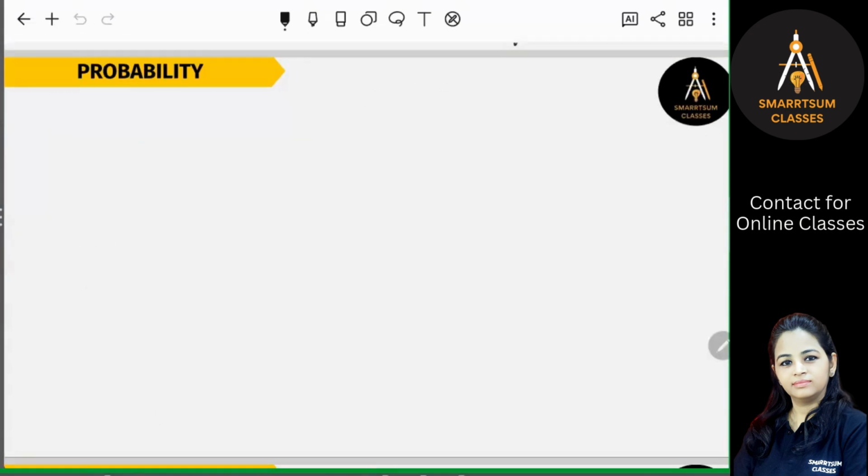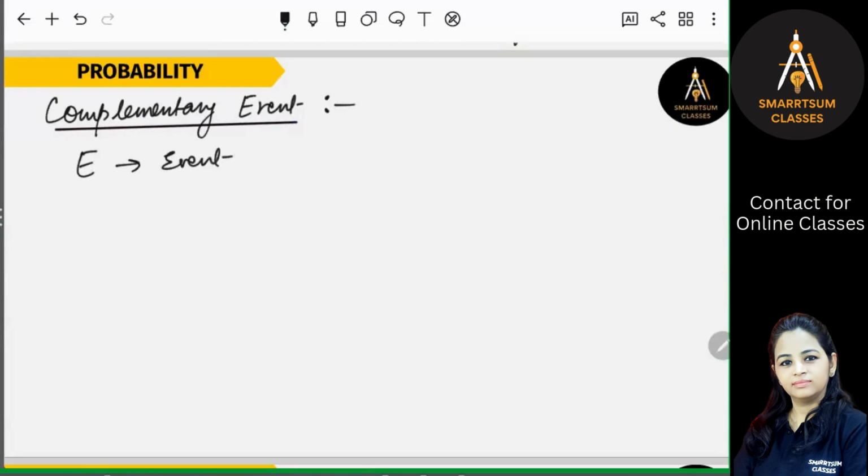Now, before solving the questions, let's see what is the meaning of complementary event. We have seen what is an event. Now, let's see what is a complementary event. Okay. So let's suppose E is an event. Then not E. If E is an event, then not E is an event which occurs only when E does not occur. Are you getting my point? Right? If E is the event, then not E will be an event that occurs only when E does not occur. Is that clear?